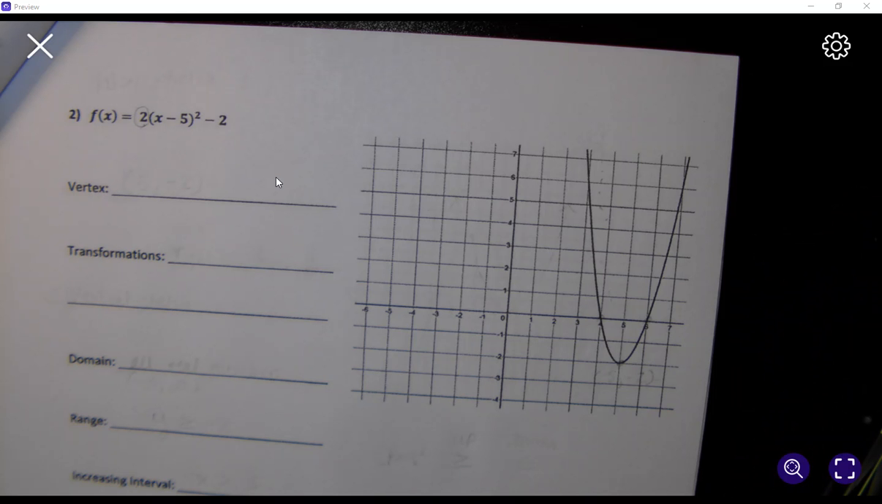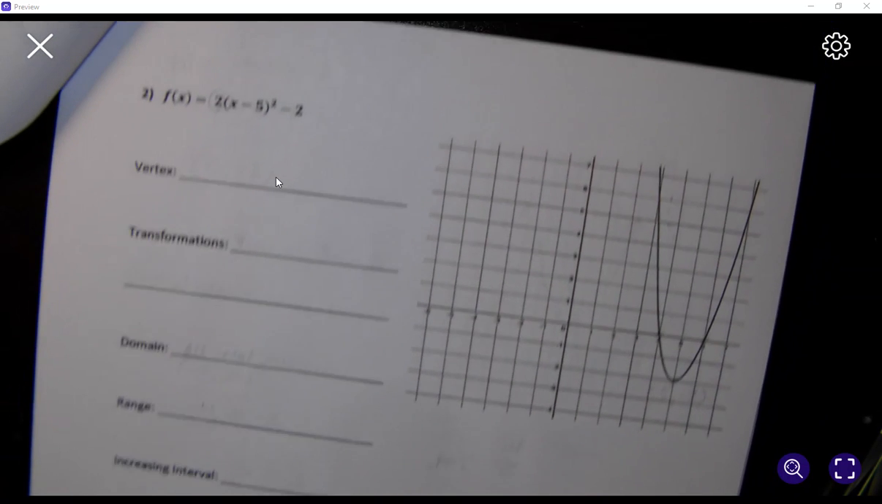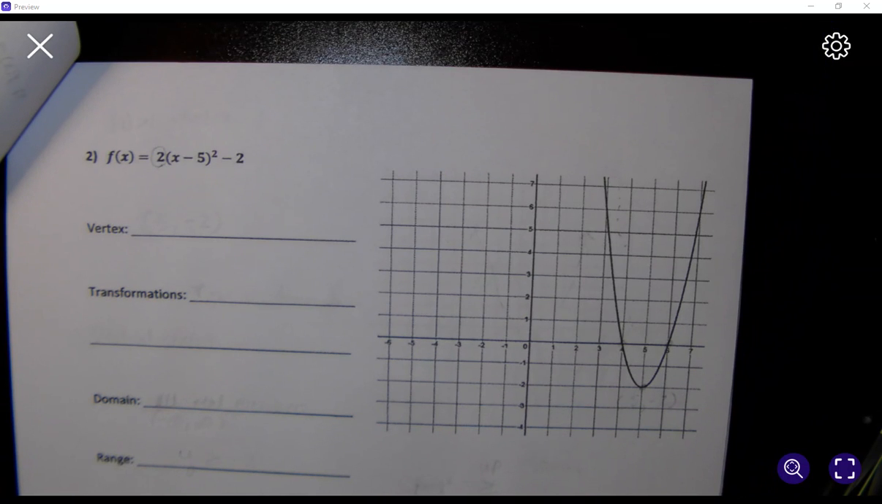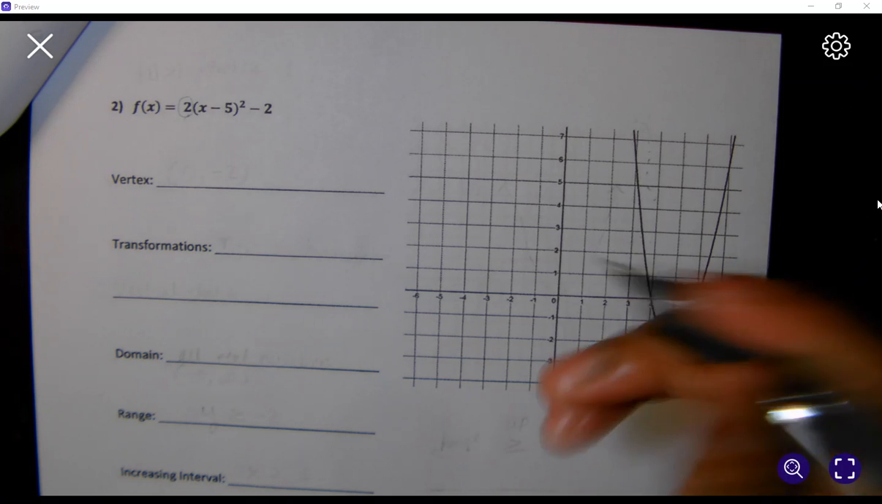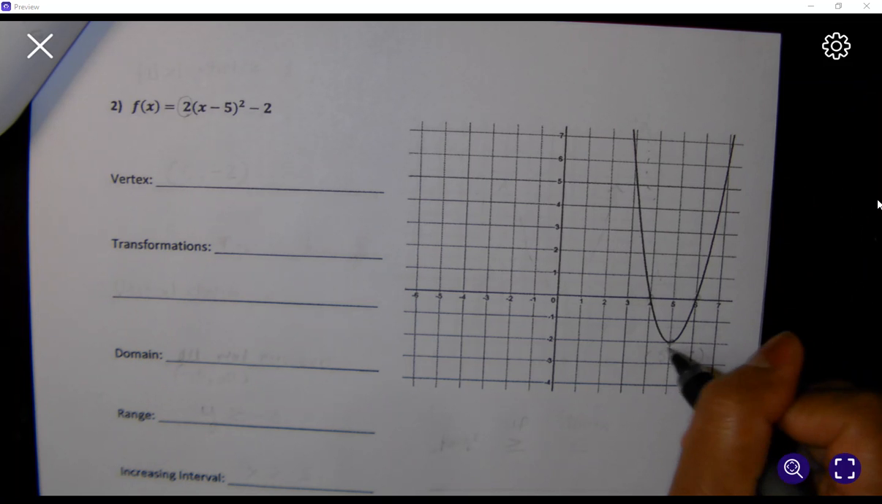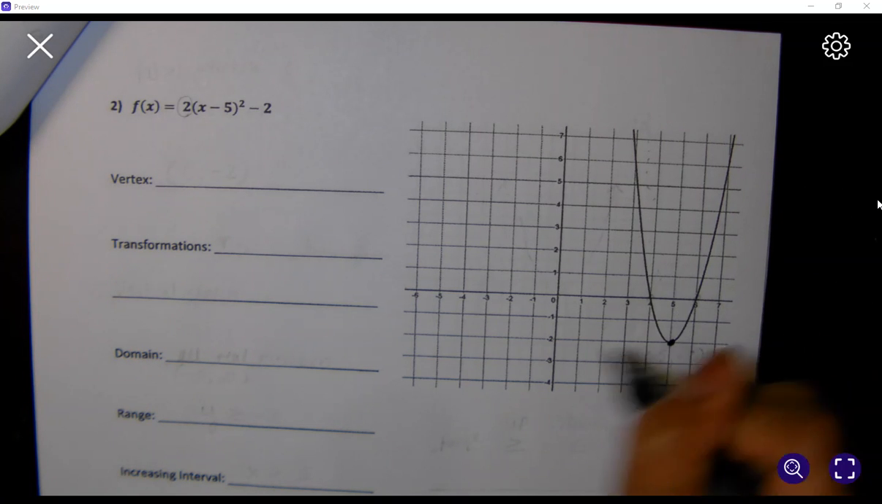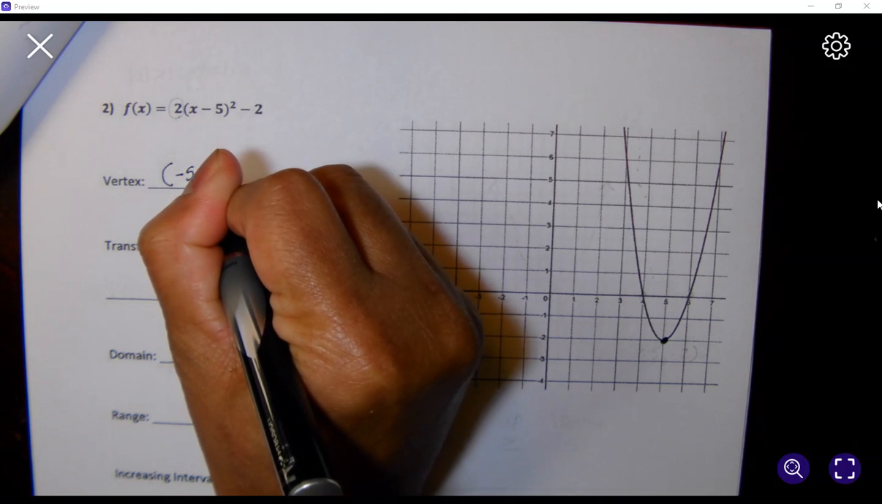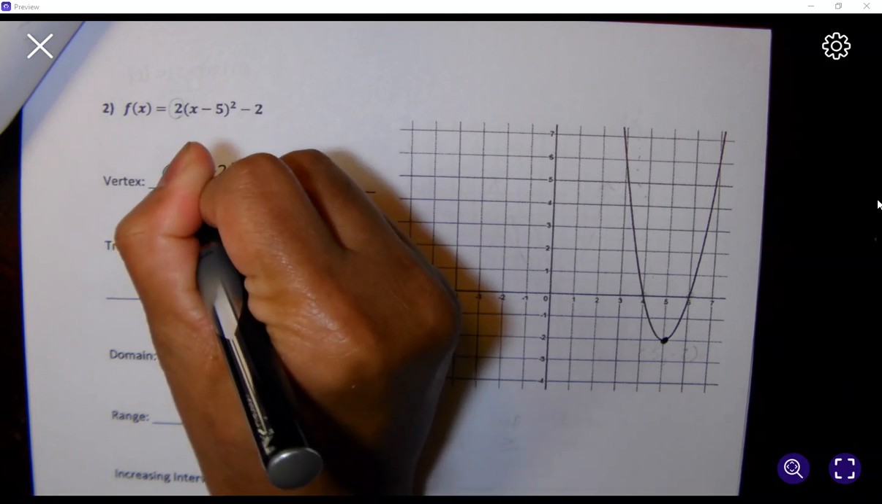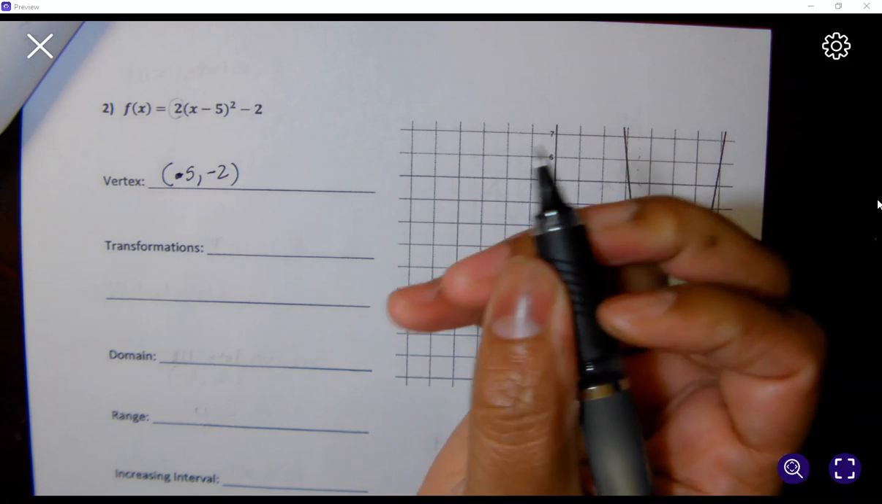Okay, so for this question, we're going to look at a bunch of vocabulary words. We're going to look at this graph and analyze and see what all of these different terms are. So the first one is the vertex. So here's the graph of the vertex. So the vertex is at 5, -2. It's not negative, it's +5.